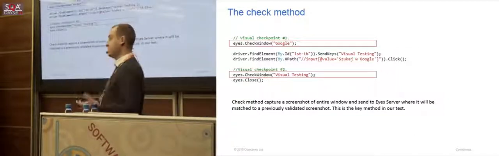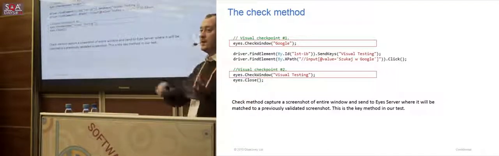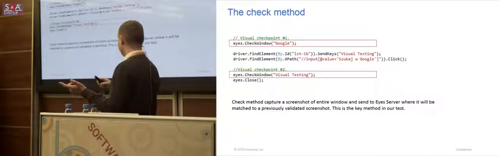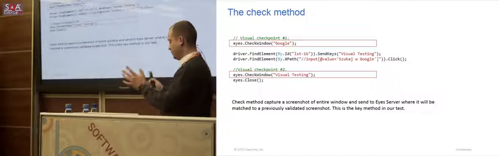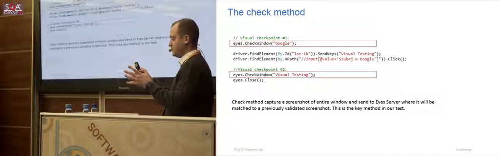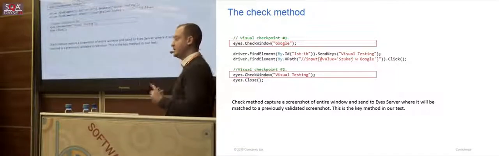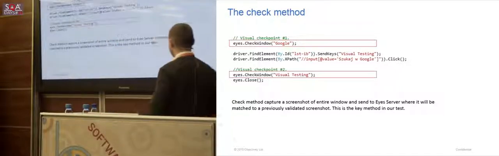It's capturing the screenshot of the entire window of the page, and sending it to the Eyes server to be matched to the previous screenshot. So we have a check window, which is taking the screenshot of the page and sending it to the server, and this screenshot is compared with the baseline that we created previously. And then you get the result of what the differences were between those two screenshots.